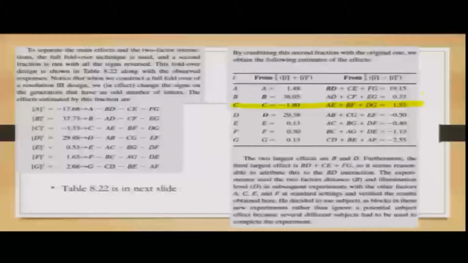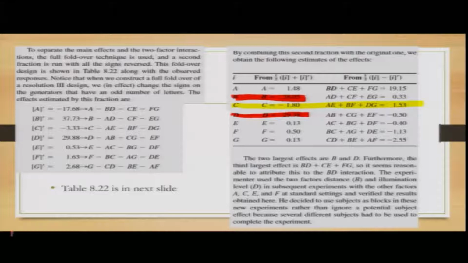The two largest effects are basically B and D, as we see. So, I will just mark it accordingly. B is 38.05 and D is 29.38. So, these are the values. The largest effects are B and D, where my cursor is now hovering. Further, the third largest effect which we see is BD, CE and FG, which comes out to be 19.15. So, this is the third largest value.